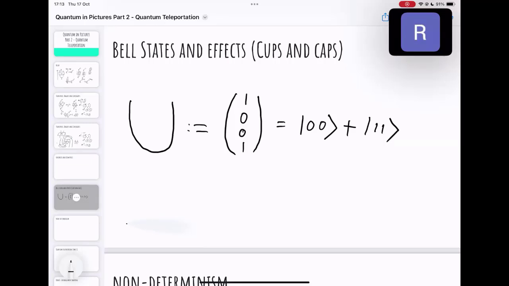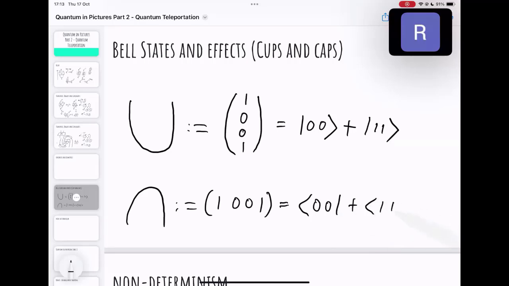On the other hand, if you take the dagger of it, so again, a vertical reflection, then that is just the dagger of this vector, or in this case, also the transpose. So I now have this kind of flat row vector, and in bracket notation, it's written out like this. Does that make sense? Yes, please. That's good.